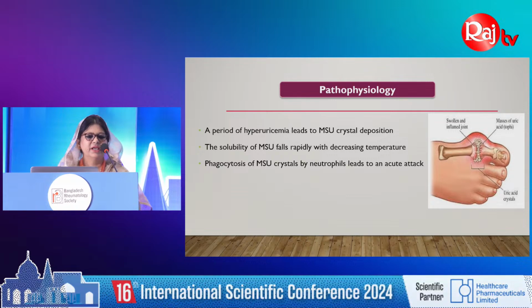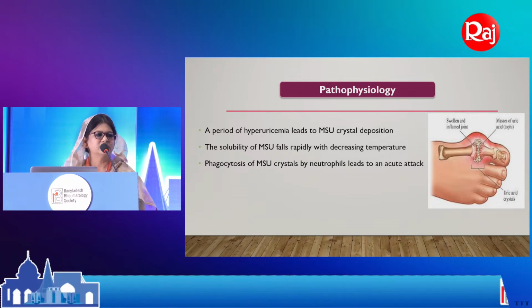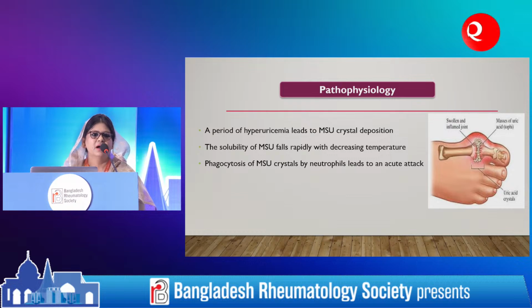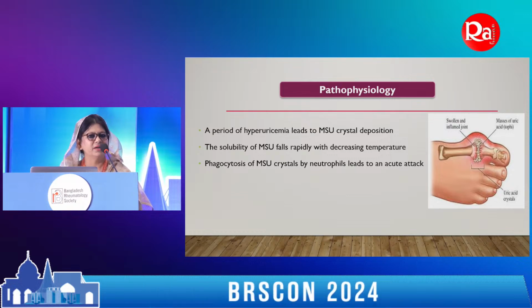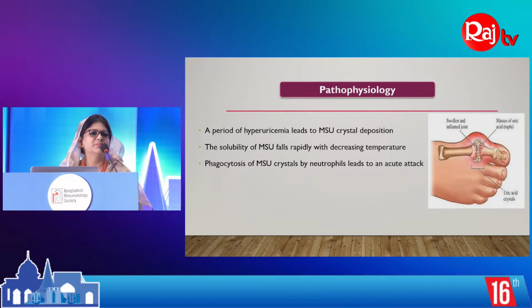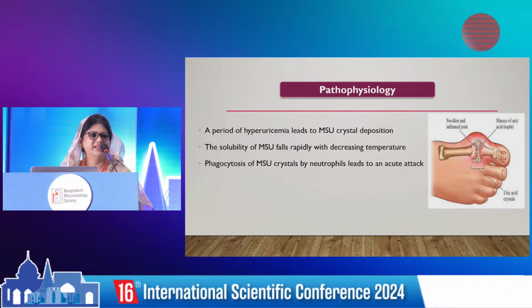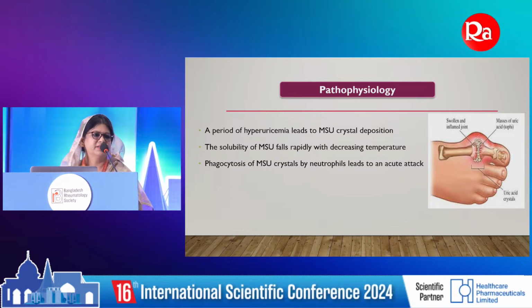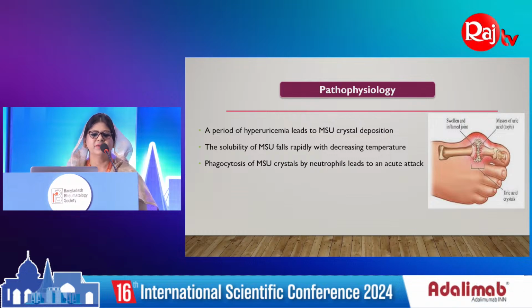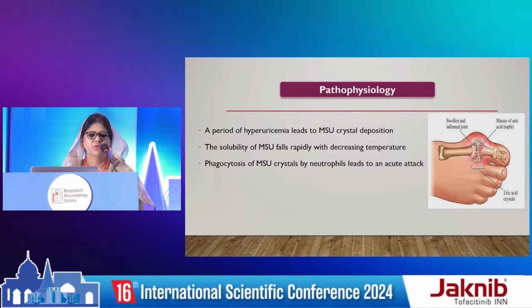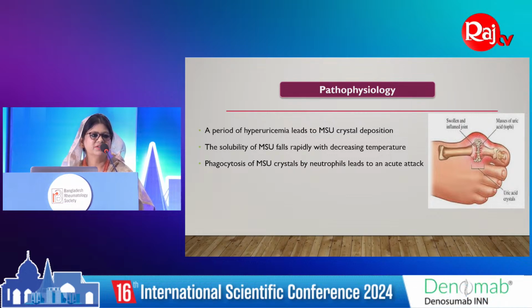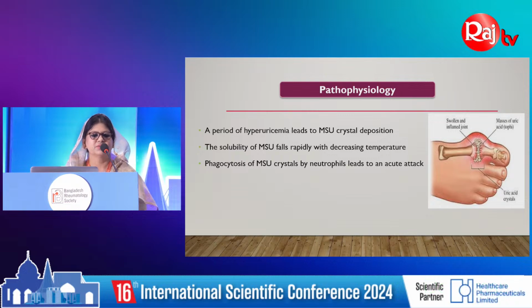Learned audience, you know that the first metatarsal joint is the most peripheral part and the coolest part of the body. And uric acid has the tendency to precipitate at the coolest part. So the solubility of monosodium urate falls rapidly with decreasing temperature. At that time, phagocytosis of these crystals by neutrophils leads to the acute attack.